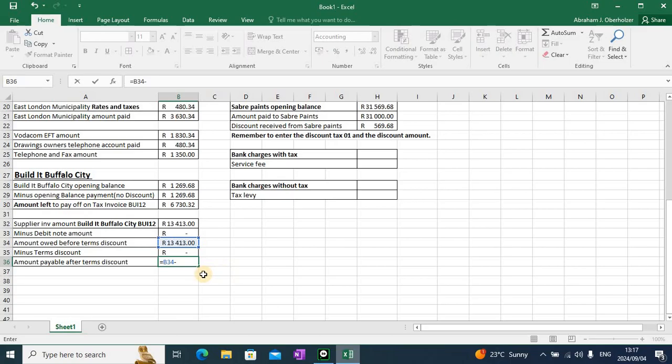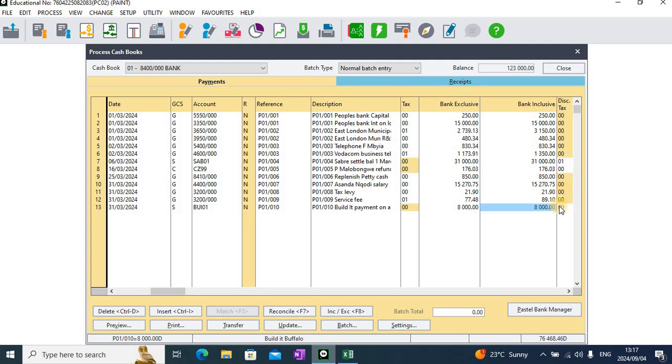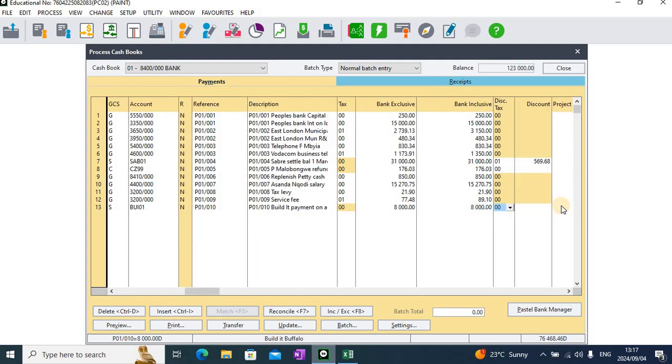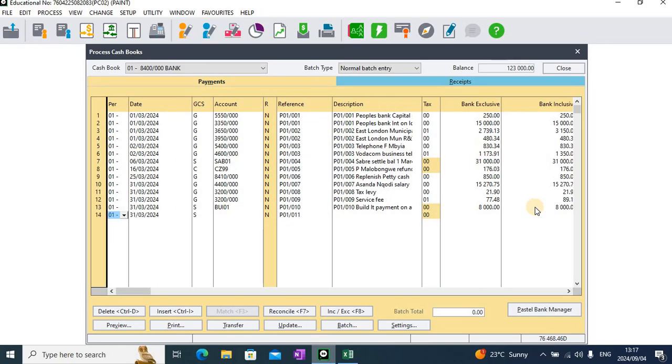So we can only pay 6,730. That's all we have left. Remember, we are not going to have any discount because we did not make a full payment. So 0 there, and we don't have any discount. So we just record the 8,000 as is.